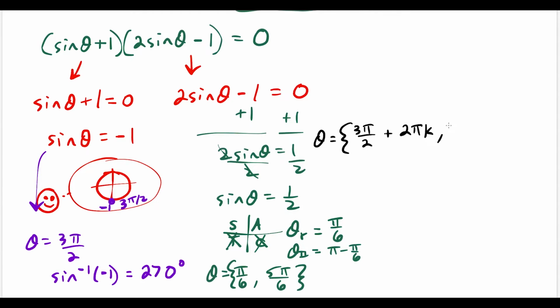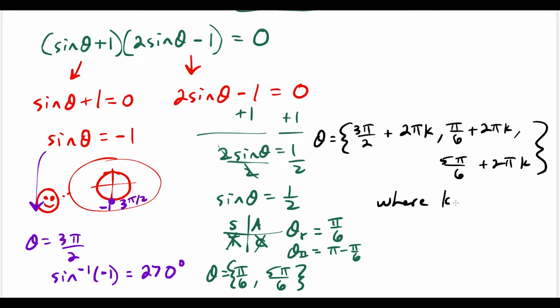But then I could also say we have pi over 6 plus we would add in the 2 pi k for this, and then comma, and we'll just throw that in underneath. We have 5 pi over 6 also plus 2 pi times k. And once again, we have to specify here that k is going to be an integer. So k is any integer. And then that would cover all the solutions to that original equation.